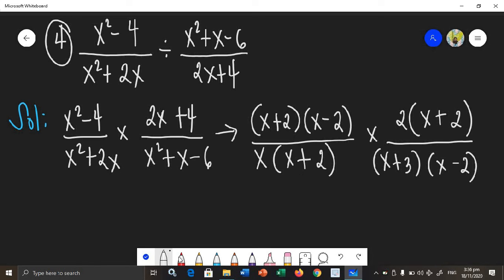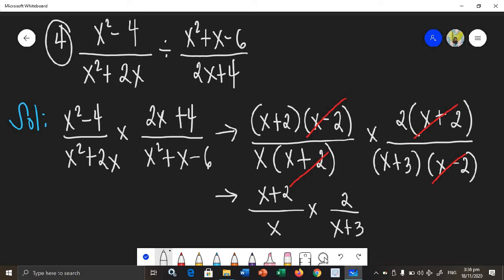Now that everything is factored out, we can now cancel out common factors. I can cancel out x plus 2 in the numerator and denominator, as well as x minus 2. And then we are going to rewrite the remaining factors. So we have x plus 2 over x times 2 over x plus 3.